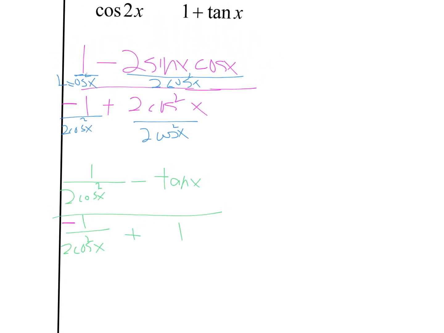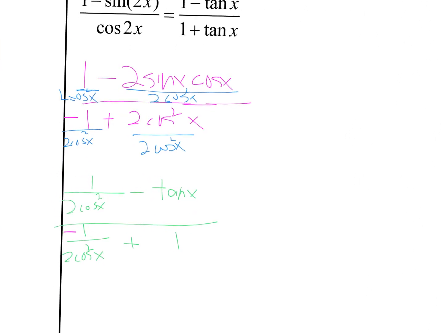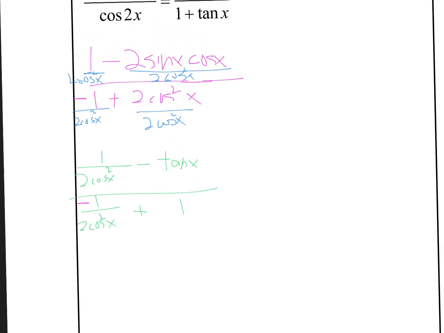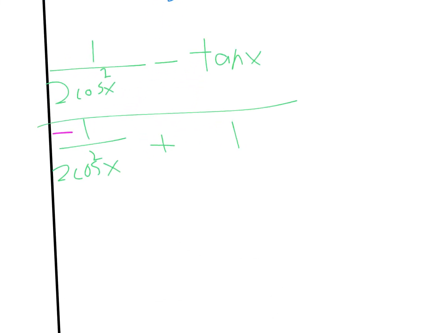1 minus 2 sine x cosine x. Okay? And then cosine 2x, which I wrote as 2 cosine squared minus 1. Okay? And then I divided everyone by 2 cosine squared. And that became, those cancel out, that's tangent. That's that. That's that. And that's 1. So I'm kind of starting to get somewhere.